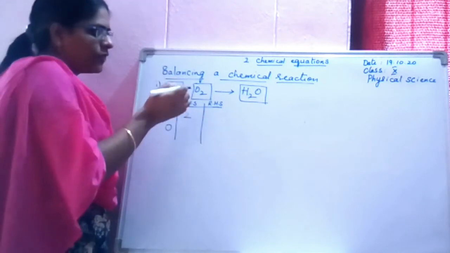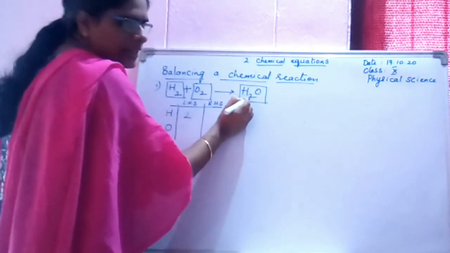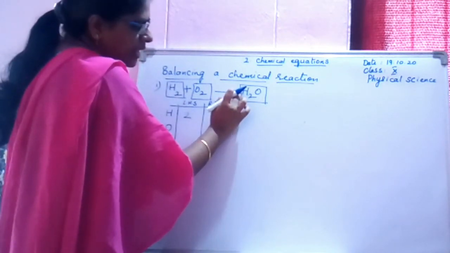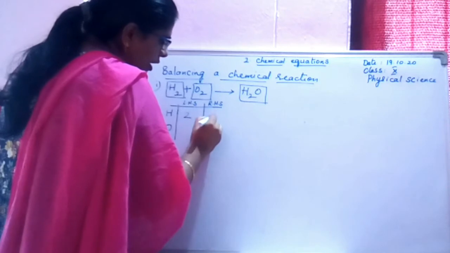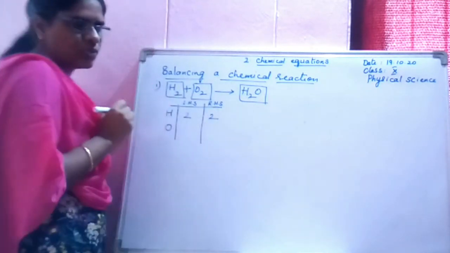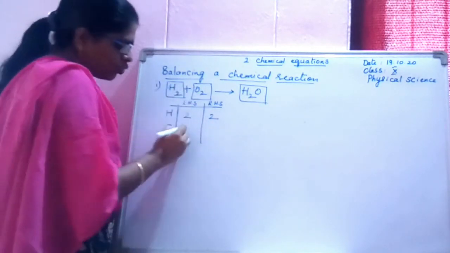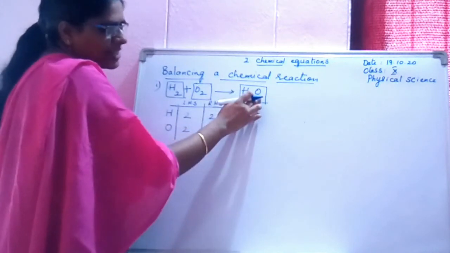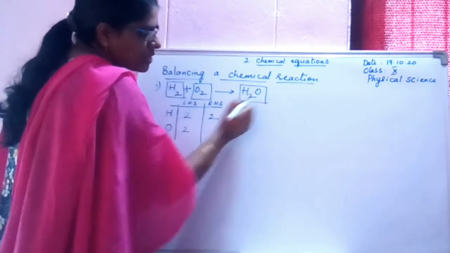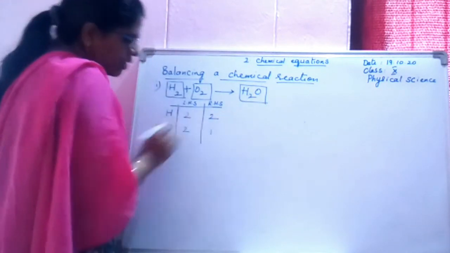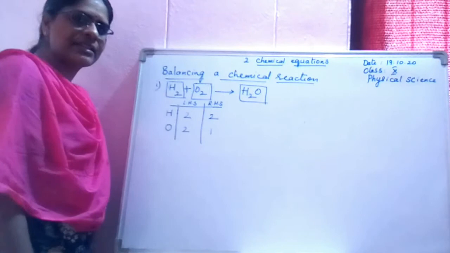Okay? Now, look at the hydrogens on the right hand side. How many hydrogens are there? Look at here. 1, assume nothing is there, means 1. 1 into 2, 2. Hence RHS is again 2. Now come to oxygens. How many oxygens are there? 2. How many oxygens are there? Look at here. 2 is for hydrogen, not for oxygen. How many oxygens are there? 1. Now by looking at this table, what can you say? Which one is not balanced?